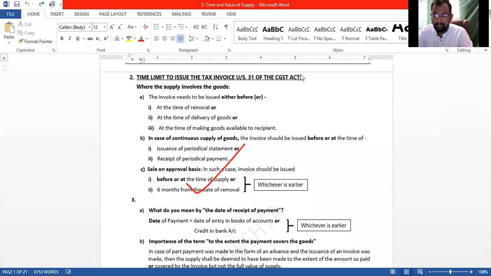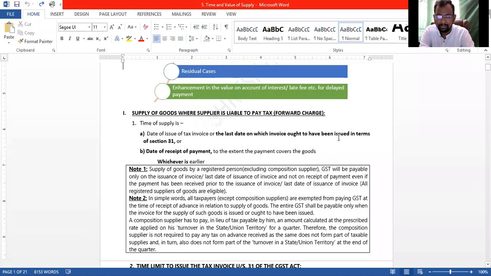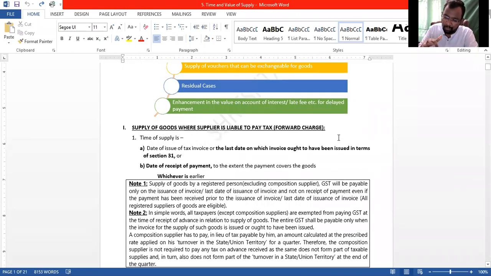So time limit for the issuance of invoice under section 31: 3 different scenarios: general cases, continuous supply of goods, and when goods are sent on sale on approval basis. Clear? Now let's move on.